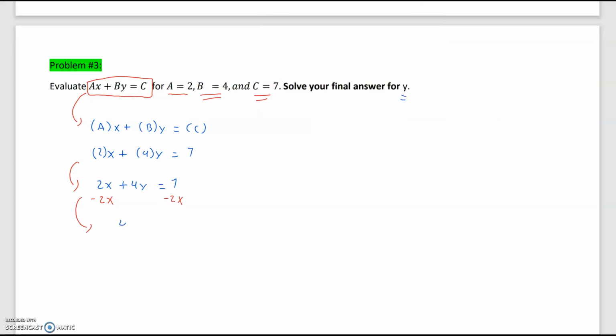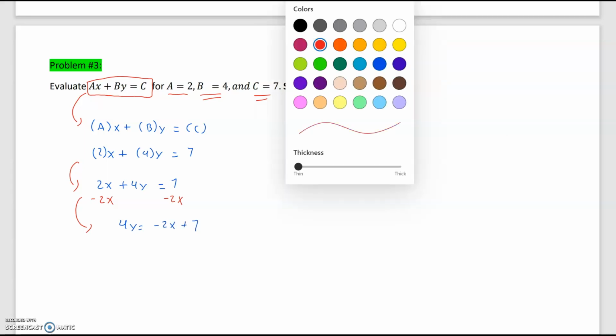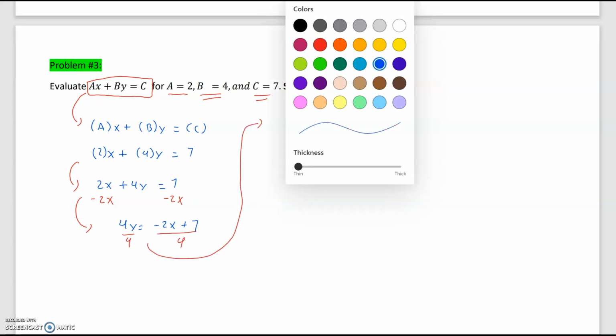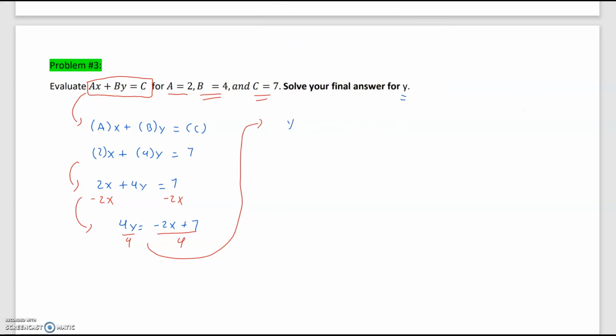So we would have 4y is equal to negative 2x plus 7. And then notice that we have a 4 multiplying the y. So we could divide by 4 and divide by 4. And this one has two possible answers. So we could express our final answer as negative 2x plus 7 over 4. It's perfectly fine because it's been isolated.